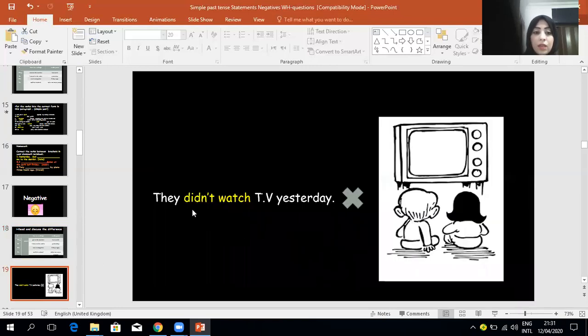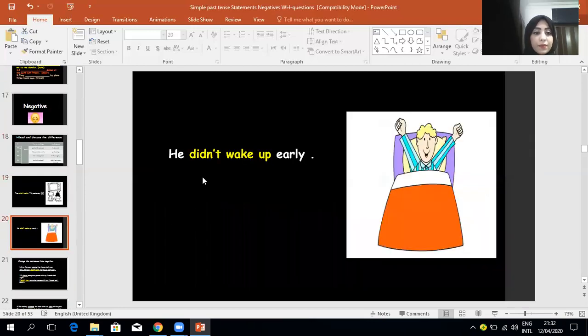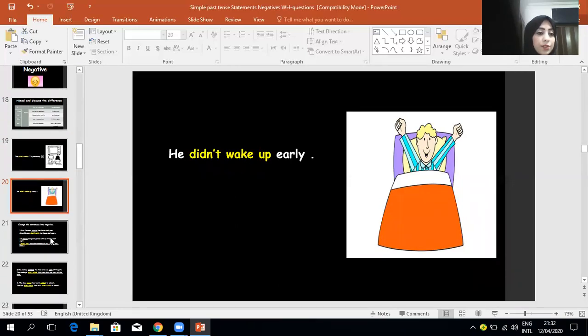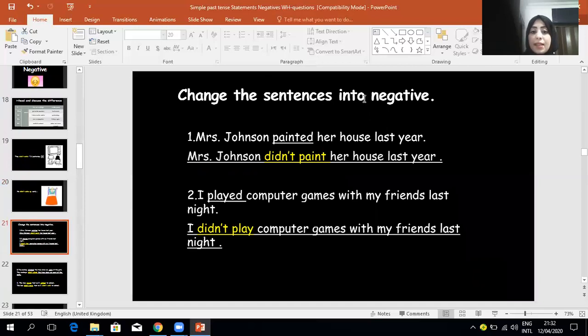Now, they did not watch TV yesterday. So the structure is subject, did not, the base form of the verb, then the complement. He did not wake up early. The structure is he did not, or the short form didn't, wake up early. So let's complete. Change the sentences into negative.